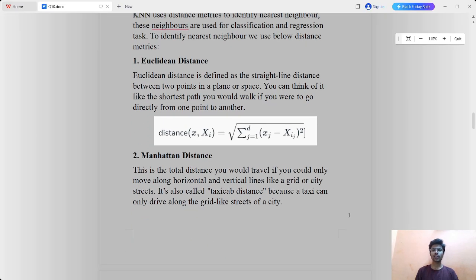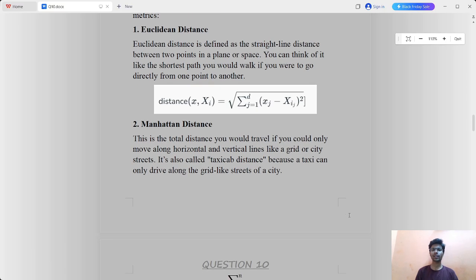Euclidean distance. Euclidean distance is defined as the straight line distance between two points in a plane or space. You can think of it as the shortest path you would walk if you were going in the direction from one point to another point.